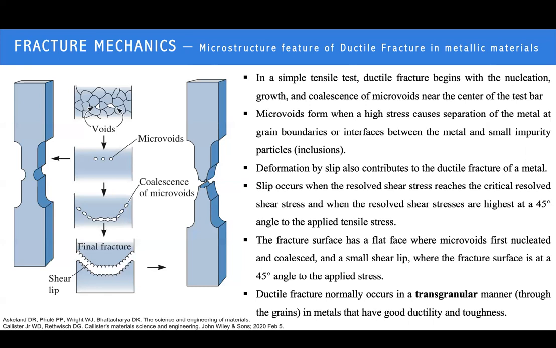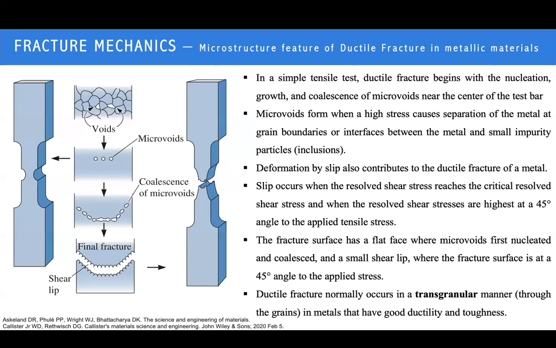After that, there will be the slip. At one point of the tensile load, there will be the slip. That's going to occur when the resolved shear stress reaches the critical resolved shear stress, and it's also because the resolved shear stress is higher at the 45-degree angle to the applied stress, as you can see in the figure. And then there will be a flat region at the center of the final fracture, and then there will be slip at a 45-degree angle. It's just like the nature of the cup, right?